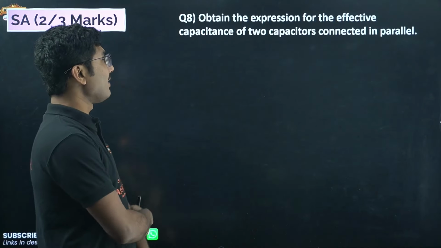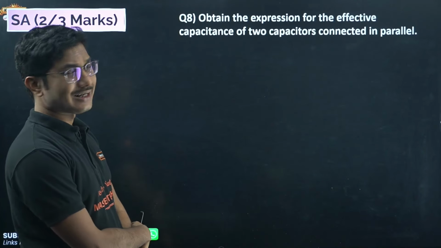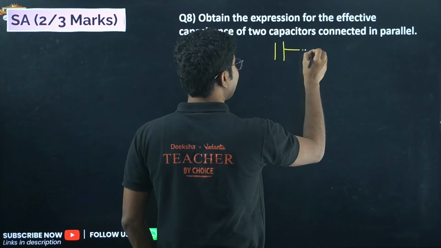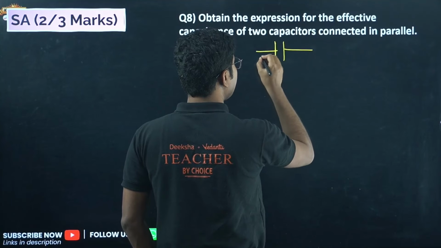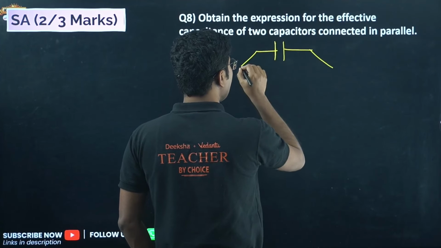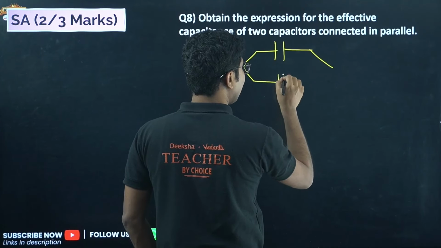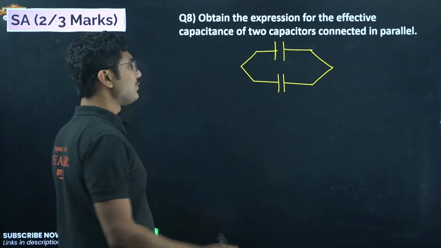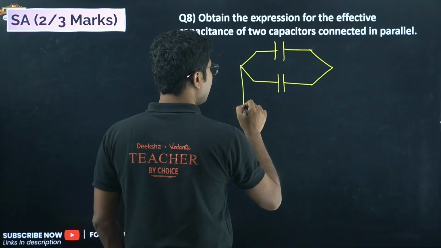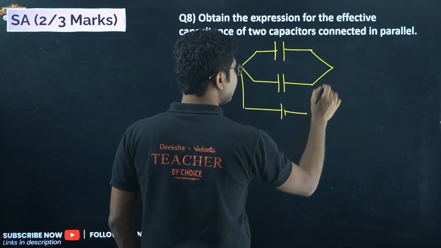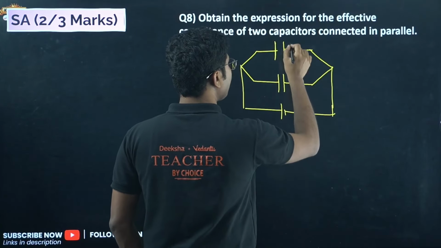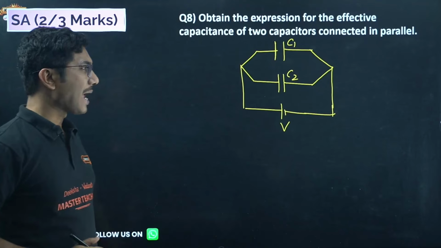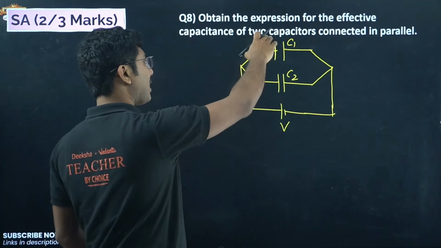Obtain the expression for effective capacitance of two capacitors connected in parallel. So we have two capacitors connected in parallel. Now remember, be it resistance or capacitance, when they ask you about parallel combination, parallel refers to same voltage, series refers to same current or same charge. So in parallel combination, both capacitors have the same voltage. Suppose this is C1, this is C2, and this is V. They are connected in parallel combination.